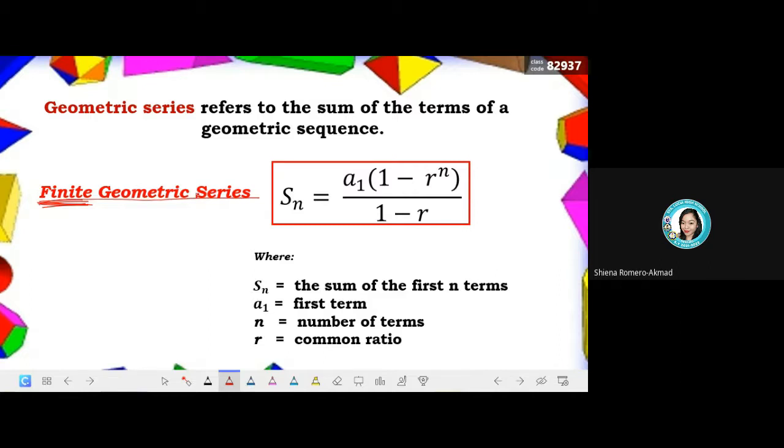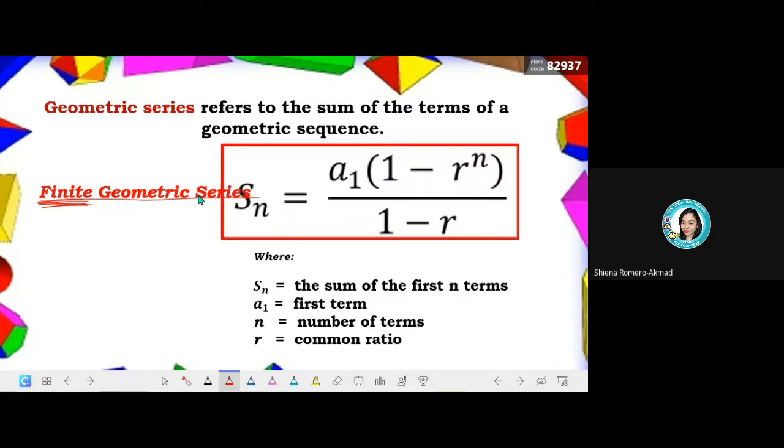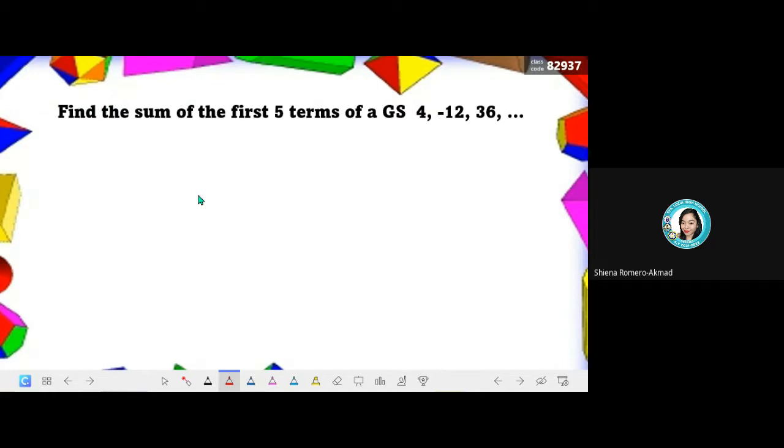Okay? You all know that S sub n means the sum of the n terms. And A sub 1 is the first term. N is the number of terms. And R is the common ratio. So, let's proceed to the example. So, dito meron tayong finite sequence, no? Find the sum of the first 5 terms. So, hanggang dun lang sa first 5 terms yung pinapahanap niya. Ibig sabihin, the sequence is finite. Or should I say, the number of terms that we're going to add, it has a limit.